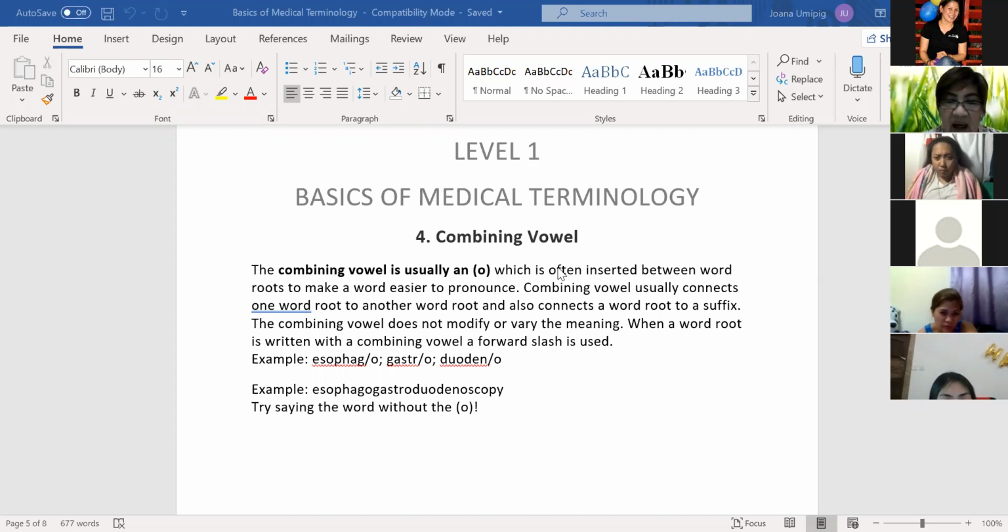So, if we are going to say these words, these medical terms without the O, how will it sound? Okay, so isopag, gastro. Do you think it is good to hear? So hindi magandang pakinggan at hindi mo mas lalong maiintindihan. So kaya sila, dun sa medical terminology, they put this standard combining vowel of O. Doon sa a, e, i, o nating vowel, mostly it is O. Idinudugtong natin yung dalawang words from the root and the suffix. Okay.